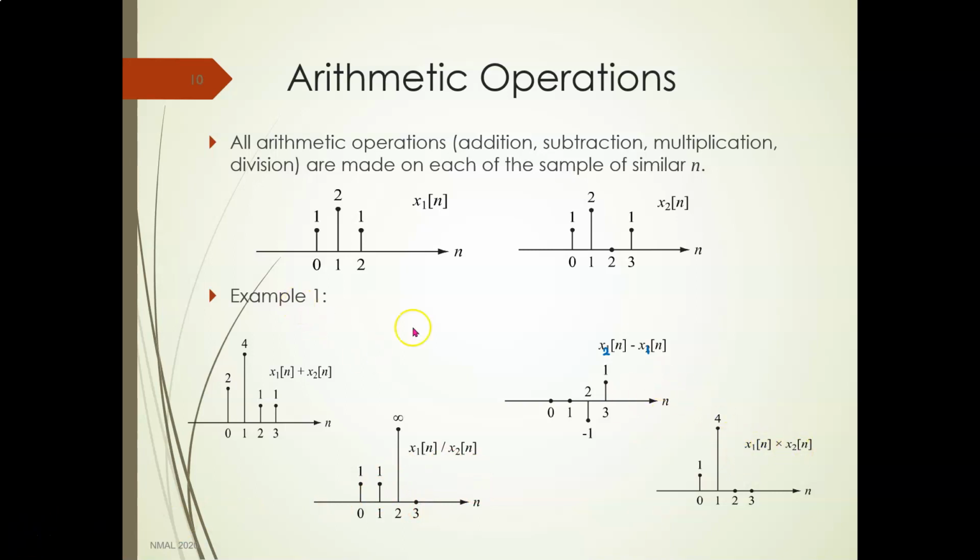x1 multiplied by x2 at n equal to 0, 1 multiplied by 1, which is 1. And then at n equal to 1, 2 multiplied by 2 is 4. And then for another n, the multiplication involves 0. So the answer here is 0.